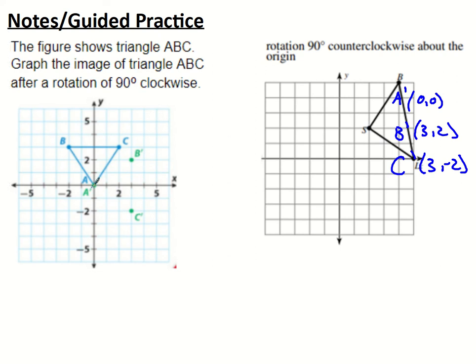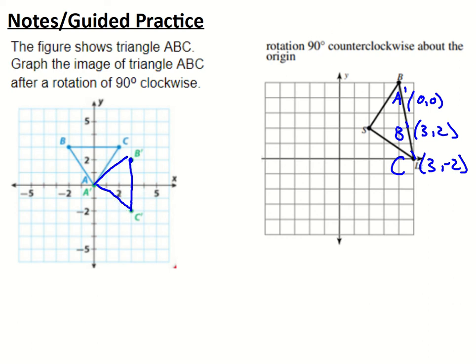So, again, we said the new A was at 0, 0. We said the new B was at 3, 2, which is where this new B is. And then we said this new C is also at 3, negative 2. So here is my triangle after I rotated it. So we just rotated it 90 degrees clockwise around the origin.